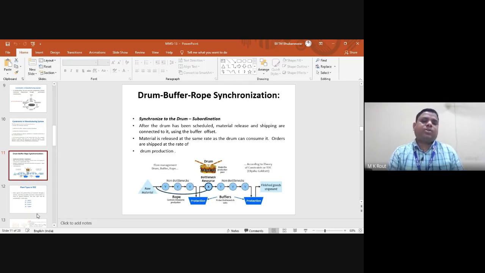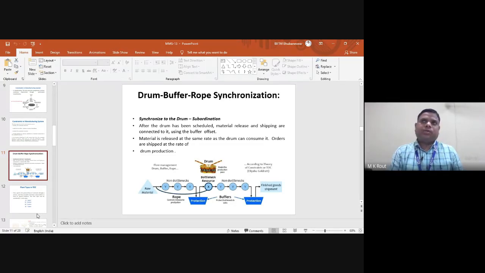As far as the synchronization to the drum is concerned, if you go to the definition of drum buffer synchronization, after the drum has been scheduled, the material release and shipping are connected to it using buffer offset. So whenever you find any kind of difficulty in your machine in the form of a constraint, the whole operation team is directly involved in that particular machine. Due to that involvement of the operation team, by providing an adequate maintenance level to that particular workstation, it is easy to flow the raw material from one point to another.